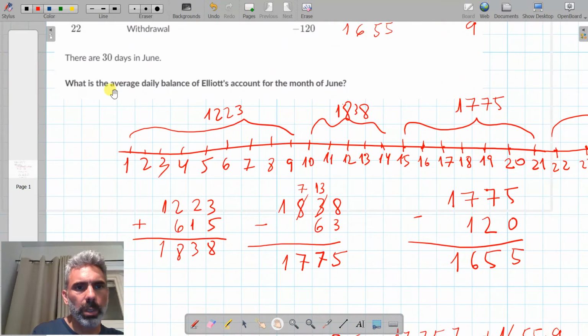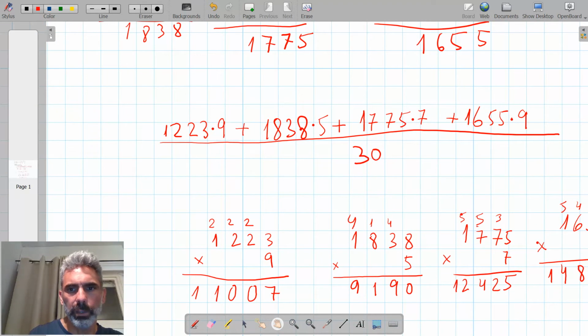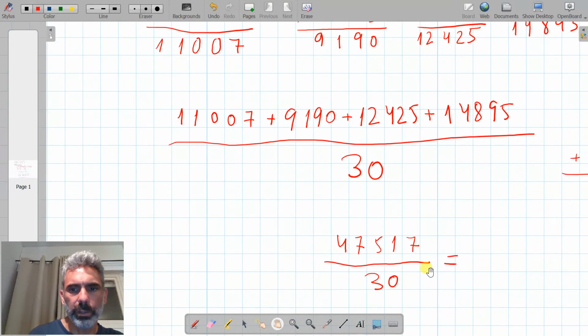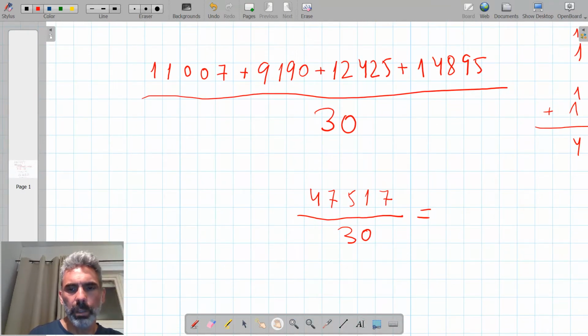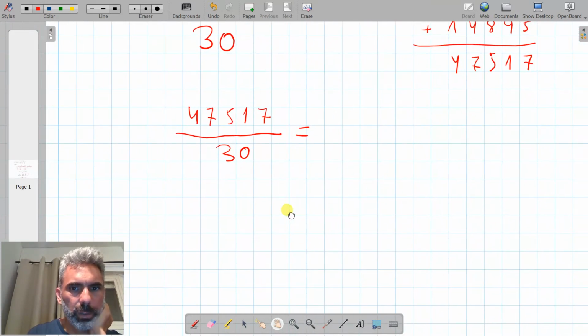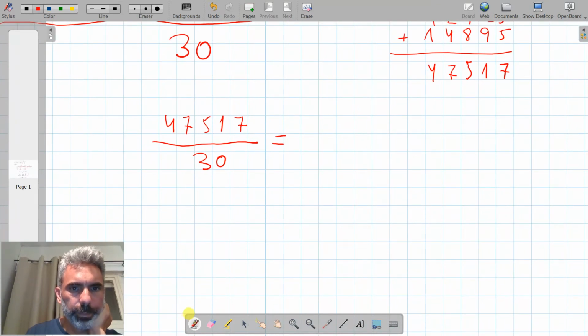We want to know the average daily balance of Elliot's account as 30 days of June, and this is the total sum of the money during the month of June of each individual day, the balance of each individual day accumulated through the month of June, and then we divide by the number of days in the month of June and we get the average daily balance. So let's do this division problem.